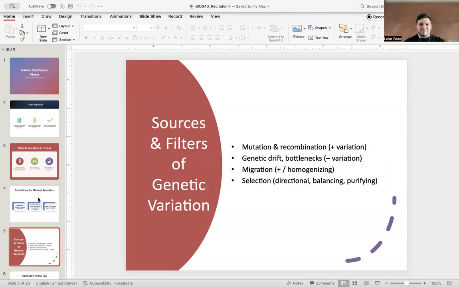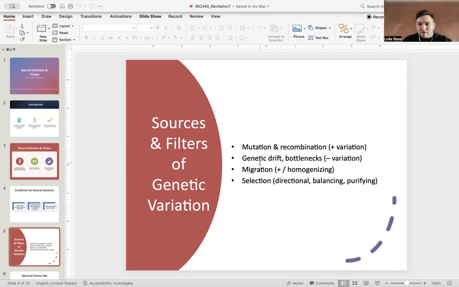Some sources and filters of genetic variation are mutation and recombination. As we've talked about with homologous chromosome recombination, that increases the level of diversity greatly, which is overall beneficial for a population as a whole, even if some of the recombination leads to mutations that are not gain of function, more loss of function. Chances are that you're going to have a gain of function recombination event that leads to diversity that overall promotes the survival of a population.